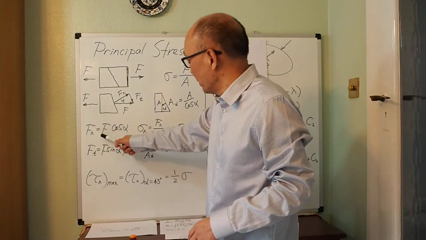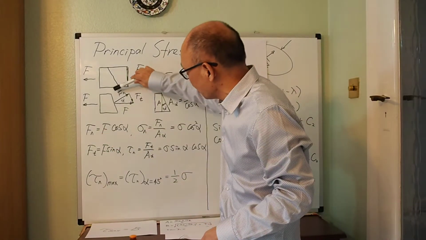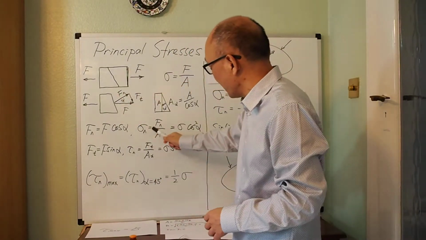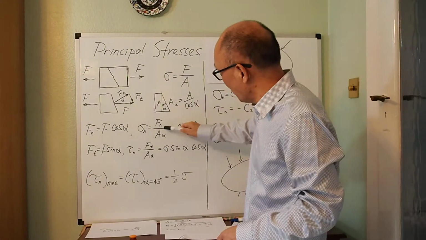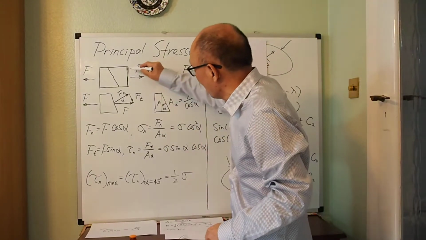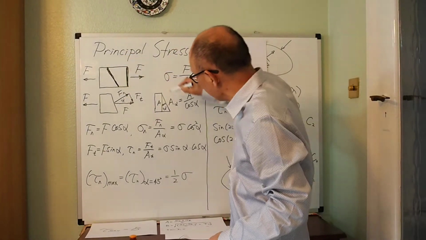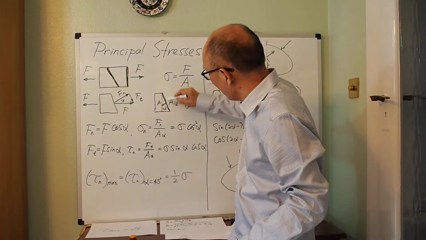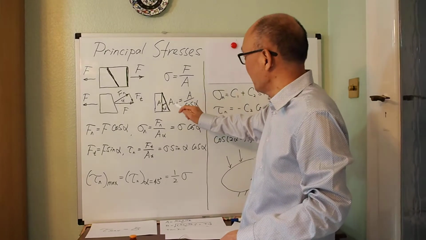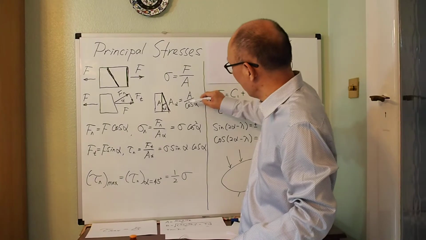The normal force will be F cos alpha, and corresponding to that normal force, there will be a normal stress. That normal stress is the normal force divided by the area. Now this area is different. We're not talking about that area anymore, we're talking about that area. These are two different areas, and there is a simple relationship between them. This area is that area divided by cos alpha.